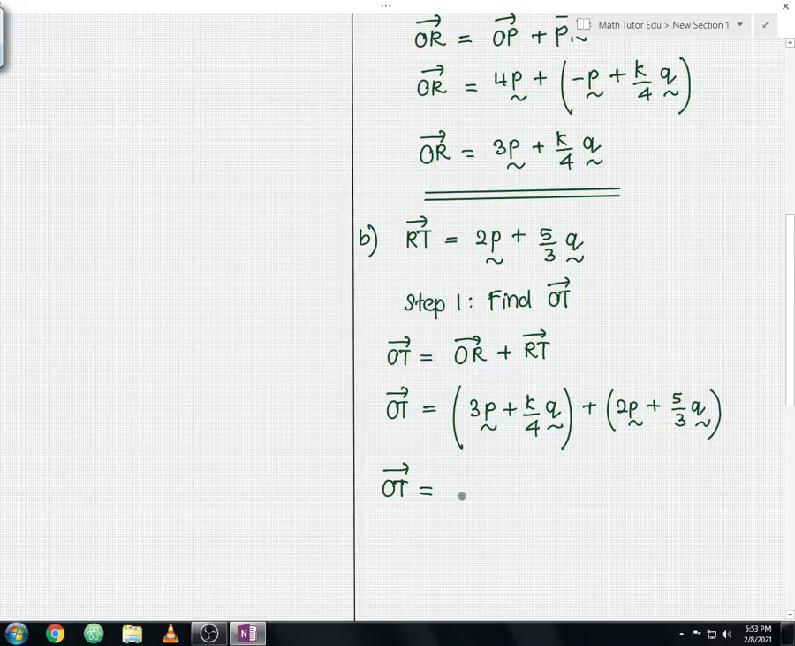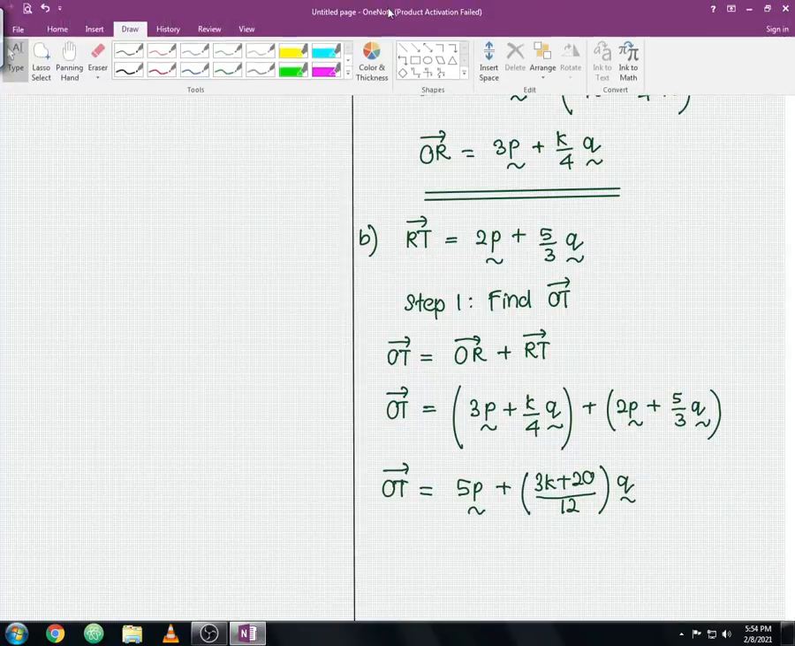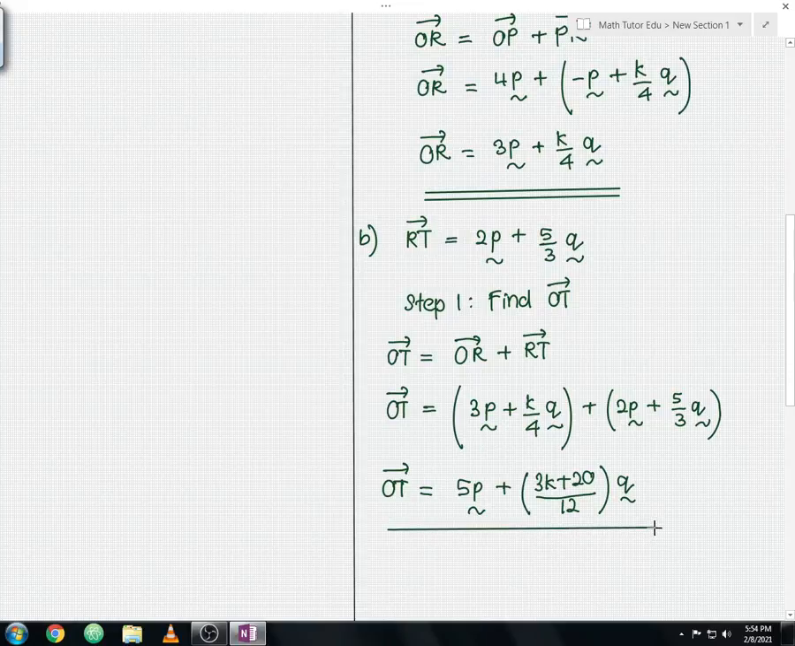So from here you should get the vector OT is equal to 5p plus, so k over 4 plus 5 over 3, you should be getting your answer is 3k plus 20 over 12 q. Let me underline the vector OT. So step 1 is clear. We have already found the vector OT.